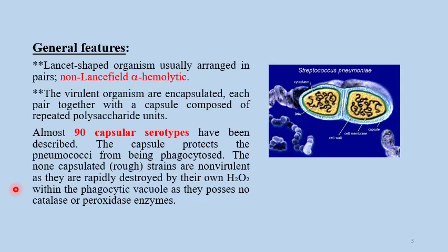And when they enter the phagocyte in the phagocytic vacuole, they will produce hydrogen peroxide. And بيحصل accumulation of this hydrogen peroxide. And as they possess no catalase or peroxidase enzymes, فبيقدروش يكسروا the hydrogen peroxide. So they get destroyed by their own hydrogen peroxide. ده بيشرح ليه it is very important for this organism انه to stay with the capsule. It's very important for its vitality in our body انه يكون عنده الكبسول.